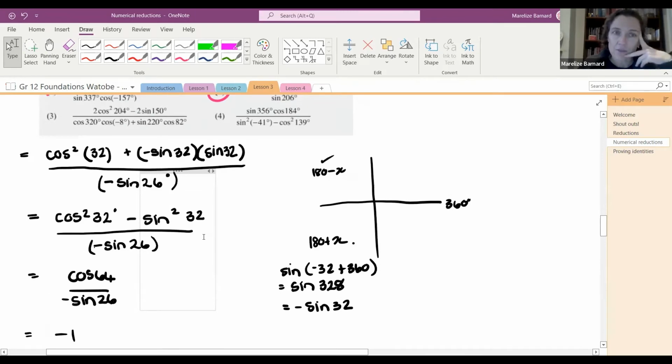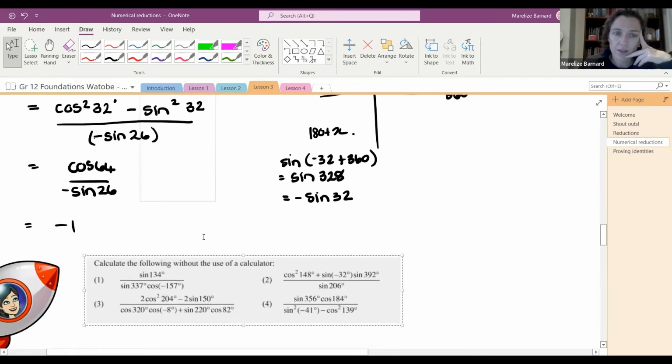Mohammed, take some time to check your work. If you're not sure something's right, then just check. Always just double check.